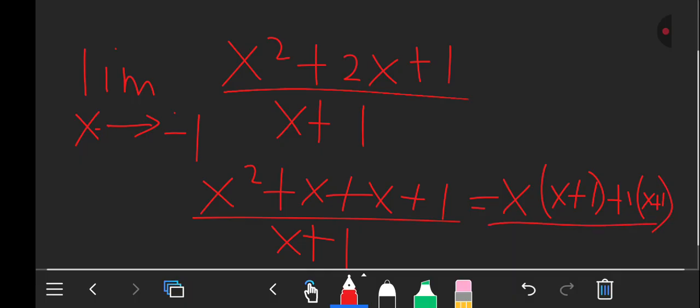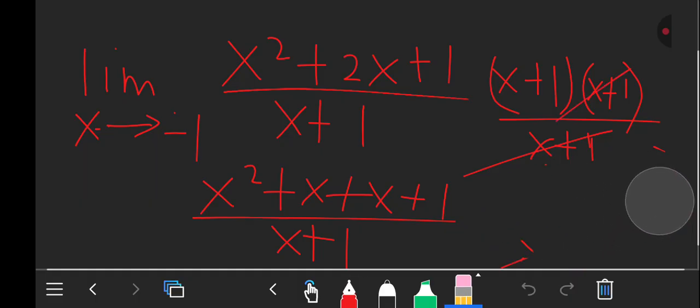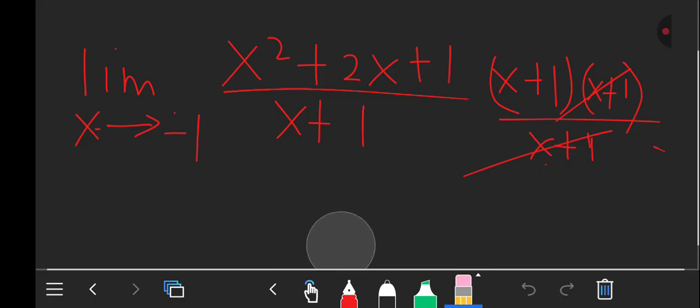Then you say over x plus 1. Then this x plus 1 can cancel with the other x plus 1, because what you have at the numerator, if you group this, is x plus 1 plus x plus 1 over x plus 1. So definitely this can cancel with that. Then what you're going to remain with is just x plus 1.